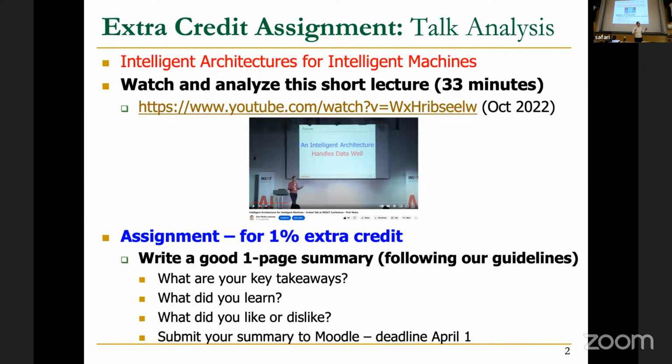Well, I shouldn't say just, because 1% extra credit for this effort is pretty large, I would say. It affects your grade immediately with 1%, right? But I would like a good one-page summary following some guidelines, which we're going to provide online also. Basically, what are your key takeaways? What did you learn? What did you like or dislike? And I put the deadline as April 1st for now. Does that sound good? Yeah. If you want to get almost a freebie 1%, this is your freebie moment.